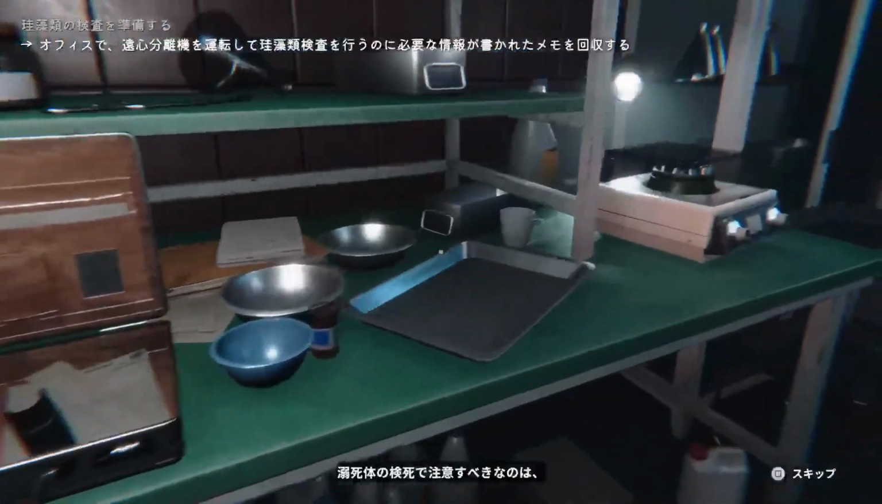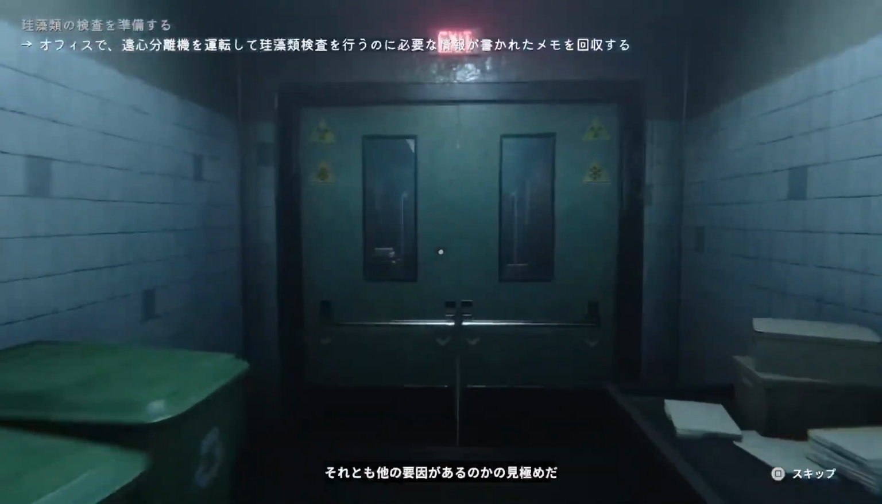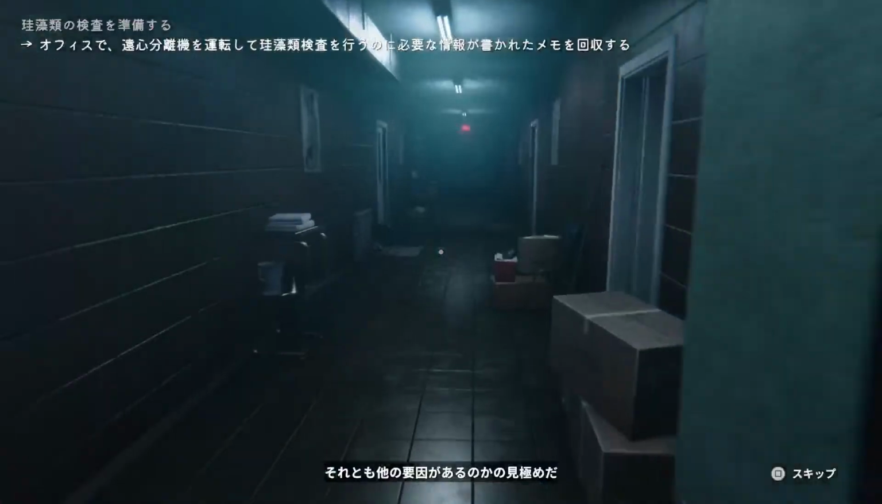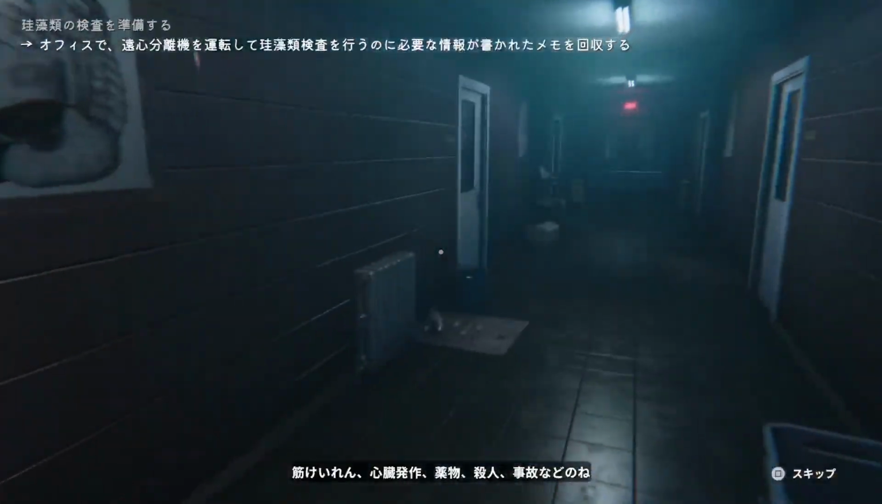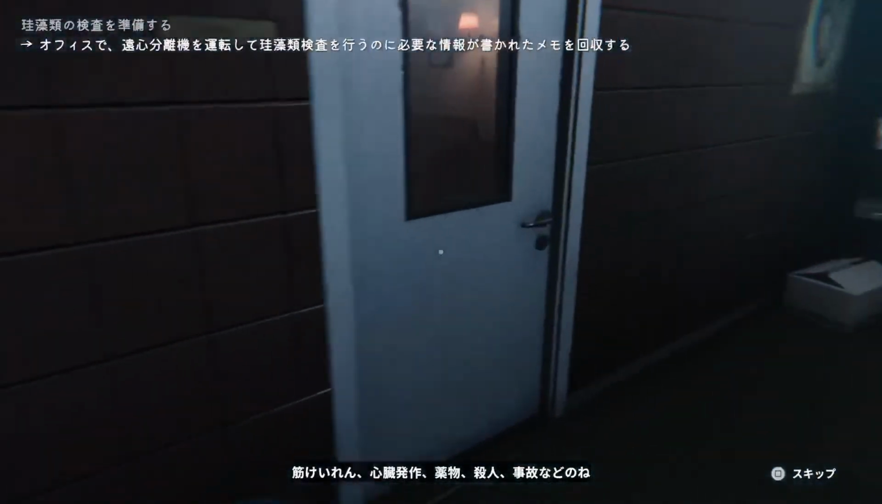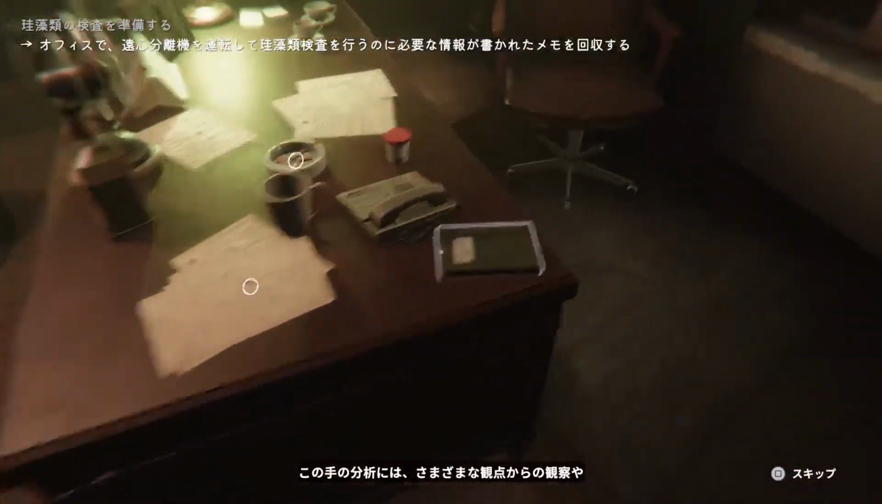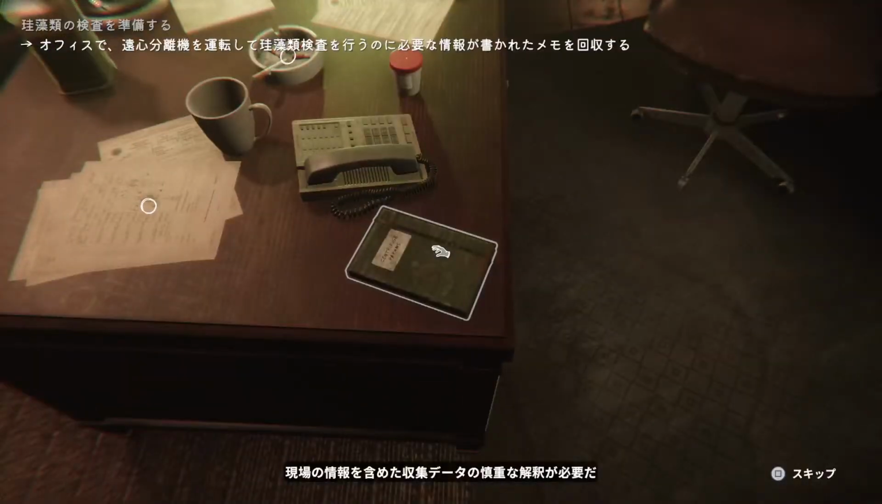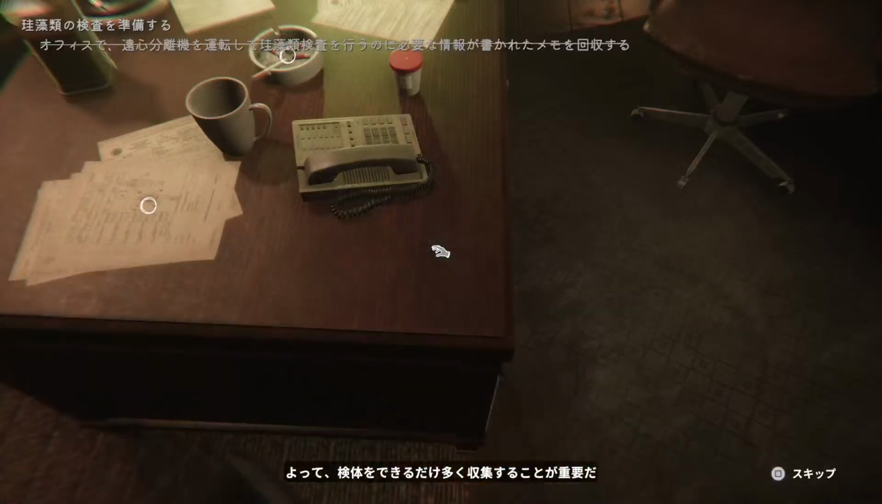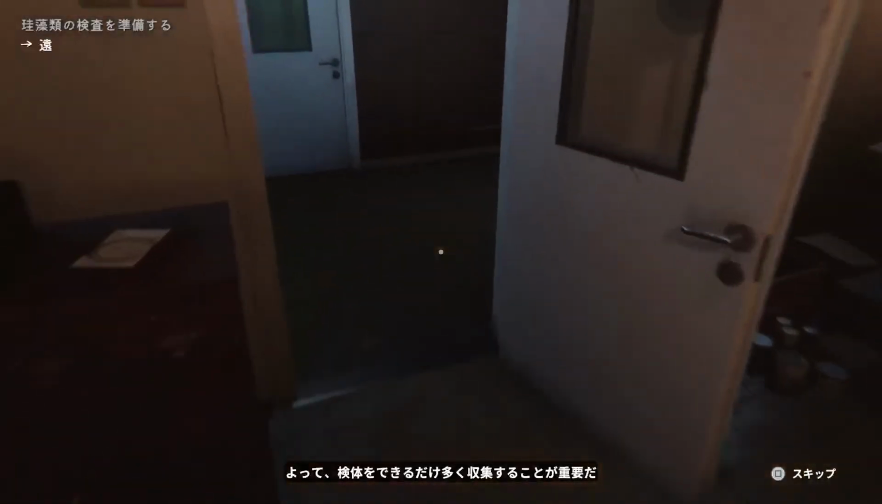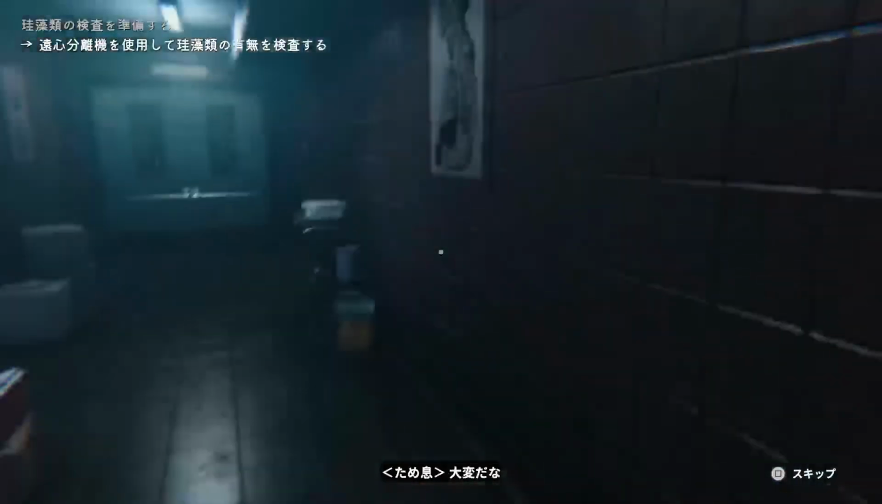The problem with examining drowned people is being able to show whether the death was due to drowning or whether something else contributed to the death. Cramp, heart attack, drugs, homicide, or some accident. Such an analysis requires viewing from different angles and data, including those from the field. That's why it's so important to collect as many samples as possible. Unfortunately.